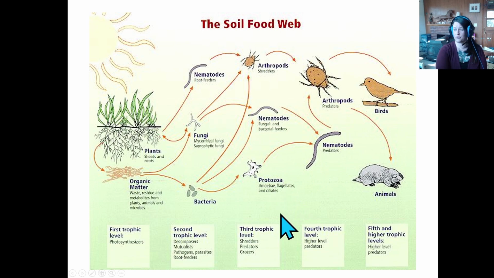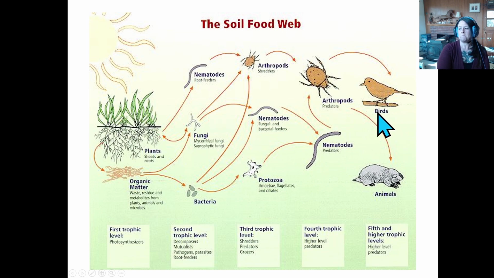Then your fourth trophic level, your higher level predators. So now who's going to eat the protozoa, nematodes, arthropods? Well, these predatory nematodes are going to be eating other nematodes and protozoa, and the arthropods are going to be eating other arthropods. And then from there on, the fifth and highest trophic level are larger animals and birds.